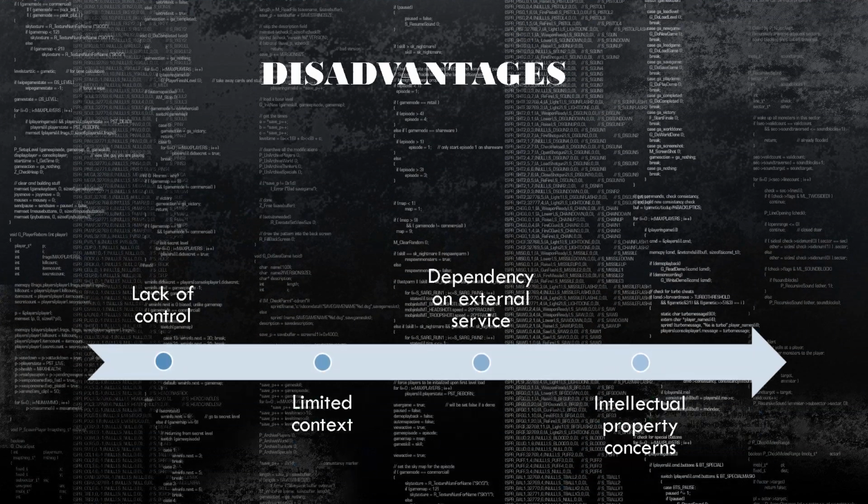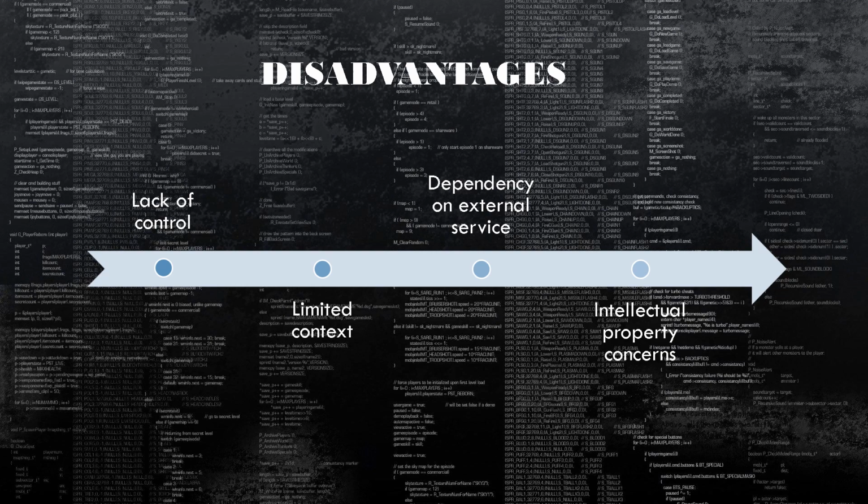Disadvantages. There are also four disadvantages, which include lack of control over instructions, limited context, dependency on an external server, and potential intellectual property concerns. For lack of control, as an AI-powered tool, it can sometimes cause friction and additional work for developers by providing suggestions that don't match their intentions or coding style.